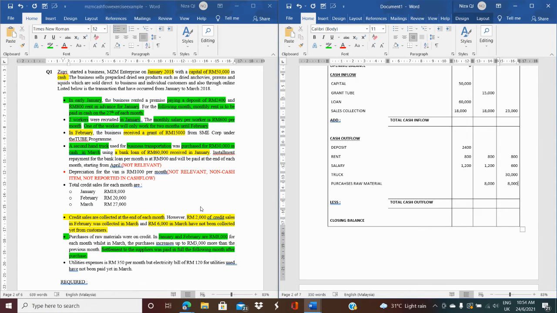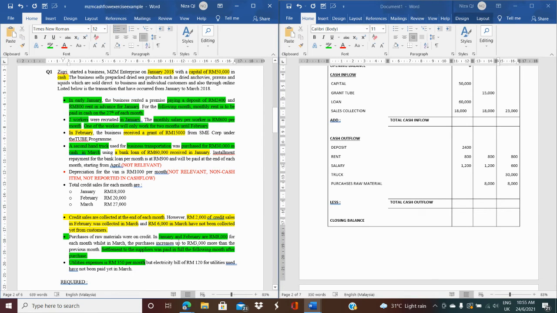And in March, it's going to be settled in April. And the last transaction, utilities expenses is 350 per month, but electricity bill of 120 for utilities used have not yet been paid in March. So it means every month there will be utility expenses of 350 per month. This is the payment for utilities, 350 per month.